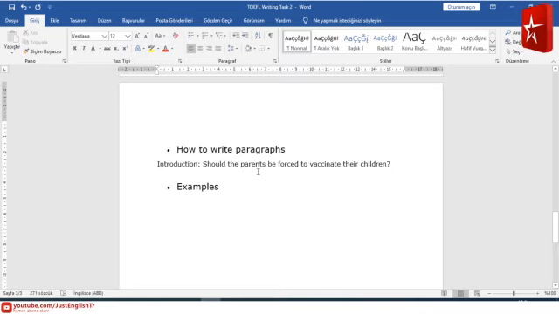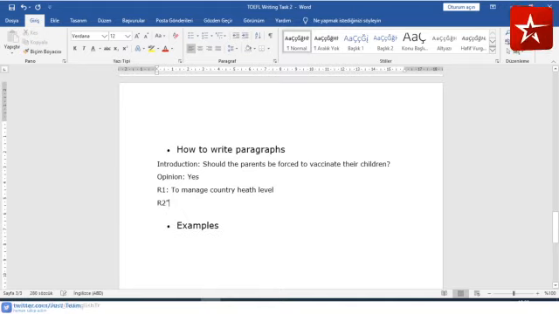Of course, by government, okay? My opinion about it is that yes, they should be forced. So let me do some planning first. Opinion, yes. Then reason 1. Why I think so is to manage countries' health level, maybe.